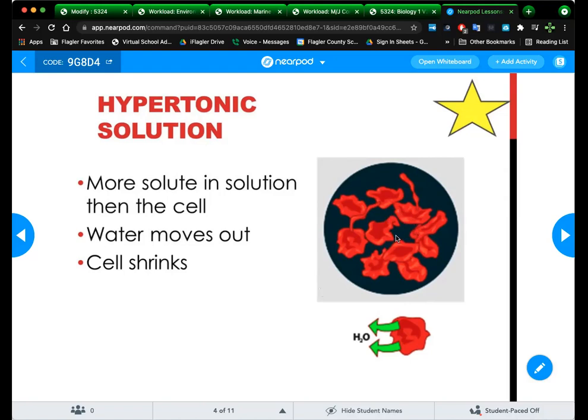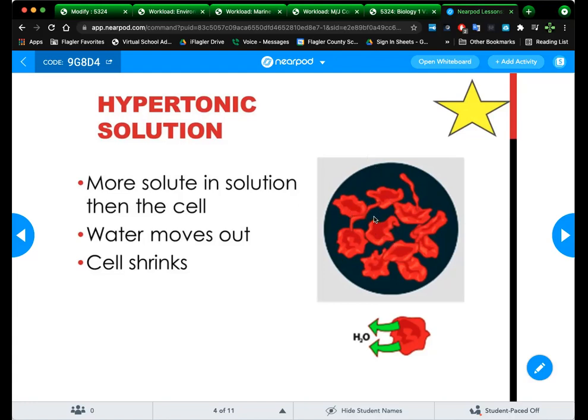So because of that, like I said, everything's going to want to even out. You're going to want to move from high concentration to low concentration. So the higher concentration of water is going to be in the cells. So that water is going to want to move out into the solution, okay? Because there's less water, there's more stuff in the solution. So it's going to move high to low. So that water moving out, those cells are going to shrink.